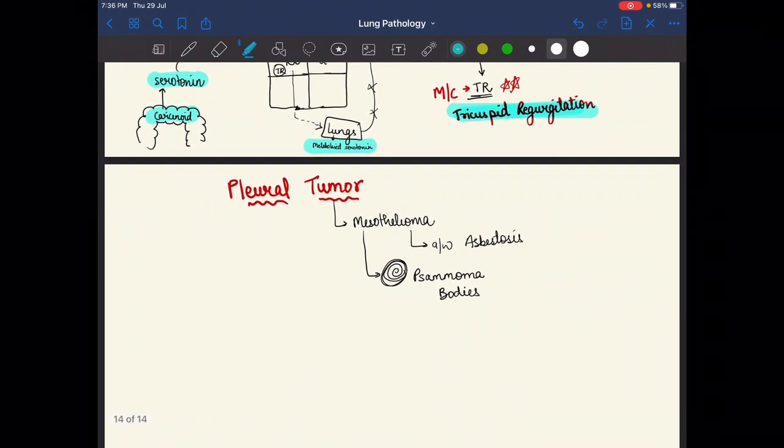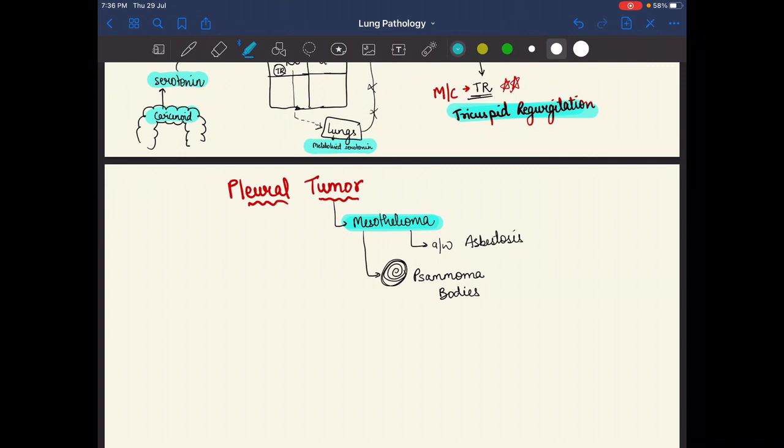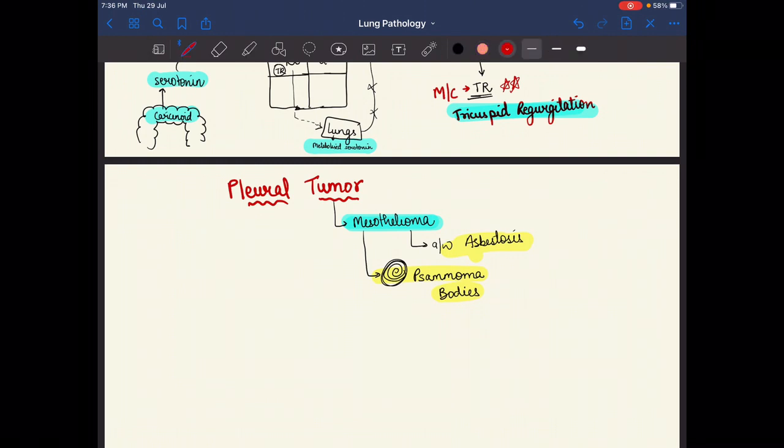After this we have the pleural tumor, and the pleural tumor is mesothelioma. It is the most common specific pleural tumor, and it is associated with asbestosis and psammoma bodies. So this is all about lung pathology. I hope you all got some new information from this video. Thank you. Bye bye.